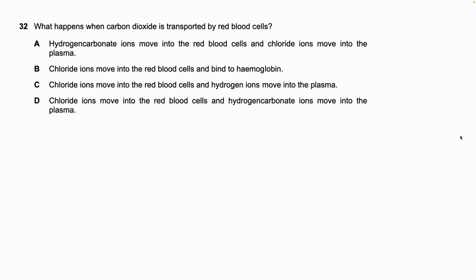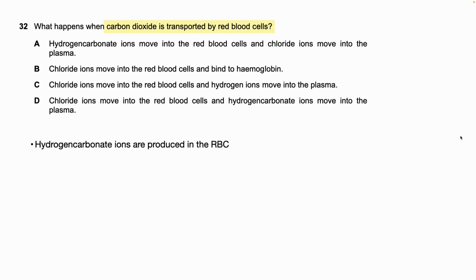Question 32. What happens when carbon dioxide is transported by red blood cells? Option A: hydrogen carbonate ions move into the red blood cells and chloride ions move into the plasma. So hydrogen carbonate ions are produced in the red blood cells. They are not going to move into the red blood cells. So option A is wrong.